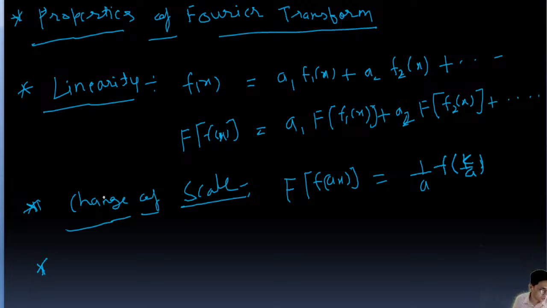Next one is the change of scale property. Fourier transform of f(ax) is 1 upon a Fourier transform of f(k upon a), that is f(k/a). Okay, next is the shifting property, a very important property.